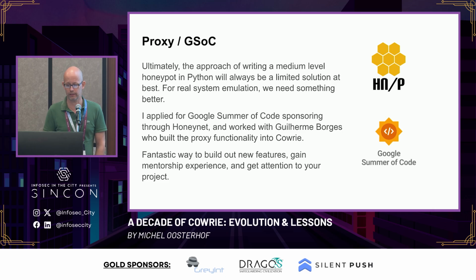Yeah. So in 2019, I applied through something called the HoneyNet organization, which is a worldwide group of people who do things with honeypots, and I applied for Google Summer of Code sponsorship. This is where Google pays an open source developer for about 3 months of work to improve your piece of open source software. So I actually could pick an intern, in this case a Portuguese student, Guilherme Borges, who we gave an interesting task to do, which is to take Cowrie and turn it from a shell emulation into a proxy.